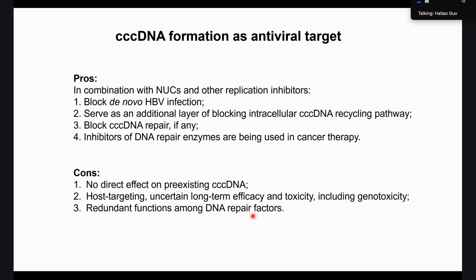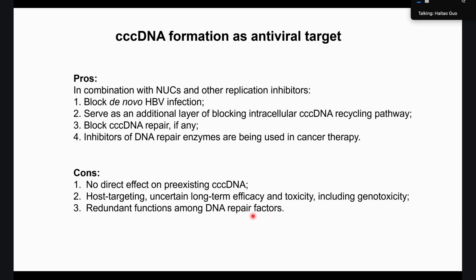Using cccDNA formation as an antiviral target has both pros and cons. To summarize, in combination with the nukes, those cccDNA formation inhibitors, if available, can block the de novo HBV infection, right? And also can serve as an additional layer of blocking the intracellular cccDNA recycling pathway. And if cccDNA itself undergoes DNA damage and can be repaired by host DNA repair machinery, those formation inhibitors or the DNA repair inhibitors could also block the cccDNA repair.